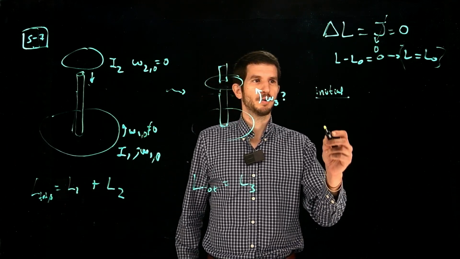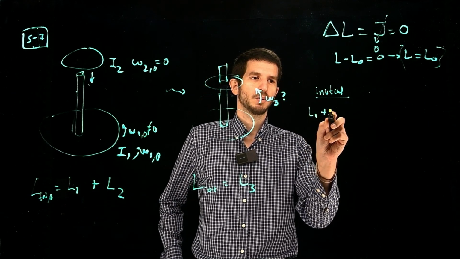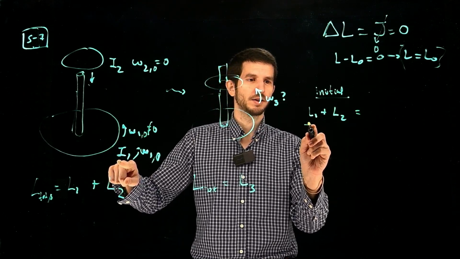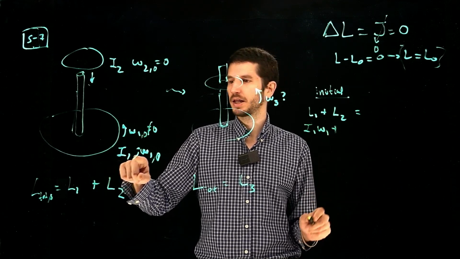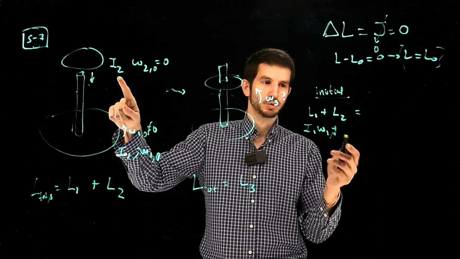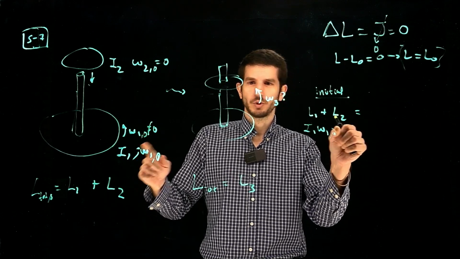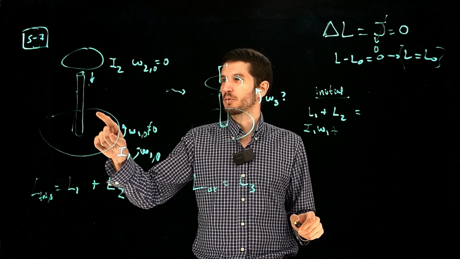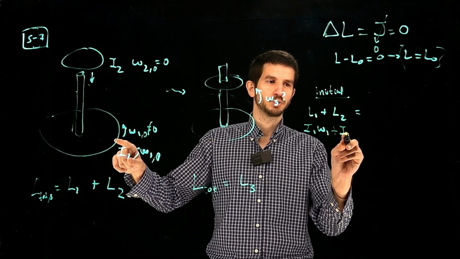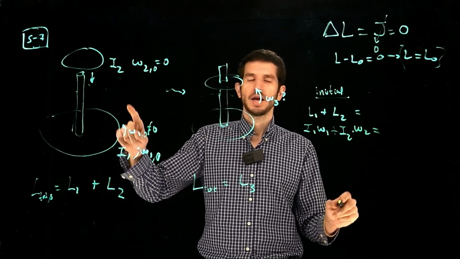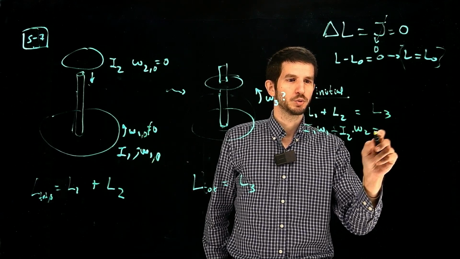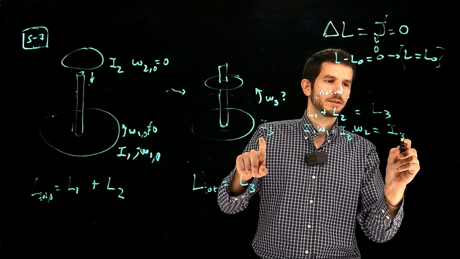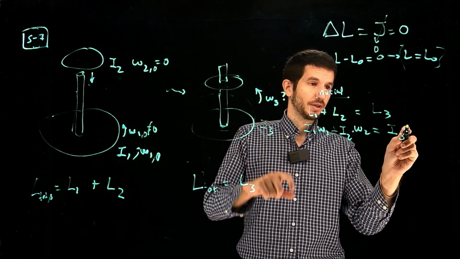So let's figure it out. How much is the initial? Well, it's going to be L sub 1 plus L sub 2, right? What is L sub 1? Well, L sub 1 is going to be I sub 1 times omega 1, and it doesn't matter whether we call it omega sub 0 or not, because we're calling this 3. That's why there's no ambiguity, right? And then we're going to have plus I sub 2 times omega sub 2. And that needs to be equal to L sub 3. L sub 3 is going to be inertia sub 3, we could say, times omega 3.